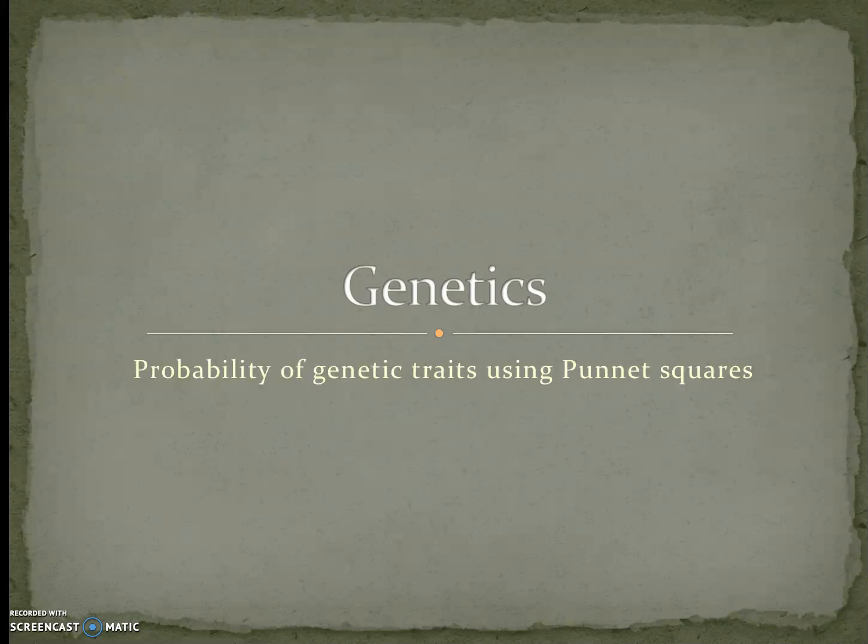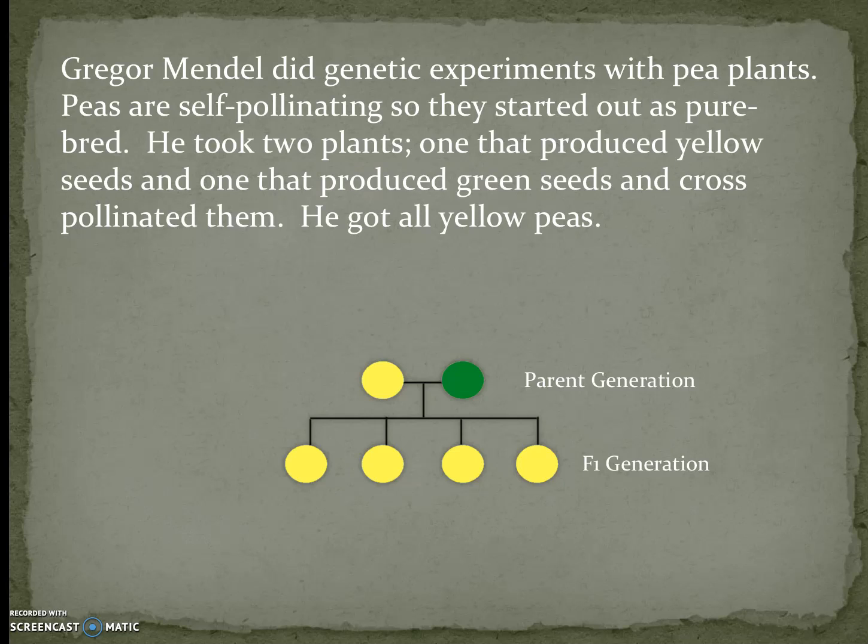Genetics, the probability of genetic traits using Punnett squares. Gregor Mendel did genetic experiments with pea plants. Peas are self-pollinating, so they started out as purebred. He took two plants, one that produced yellow seeds and one that produced green seeds, and cross-pollinated them. He got all yellow peas.